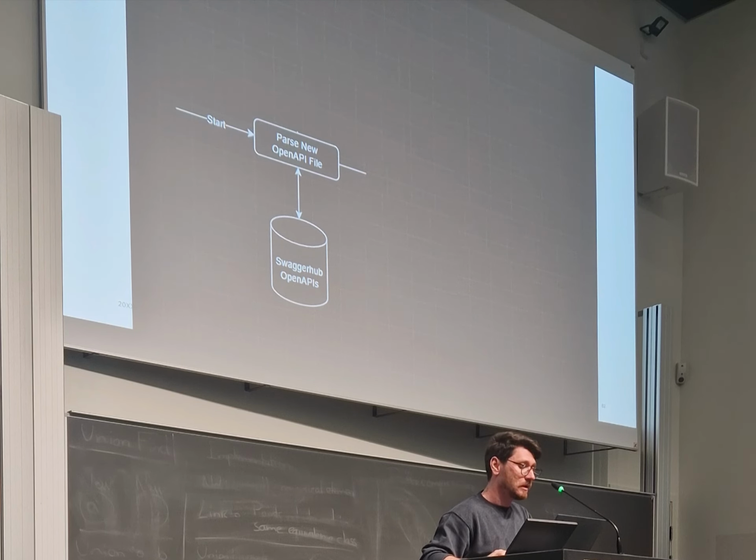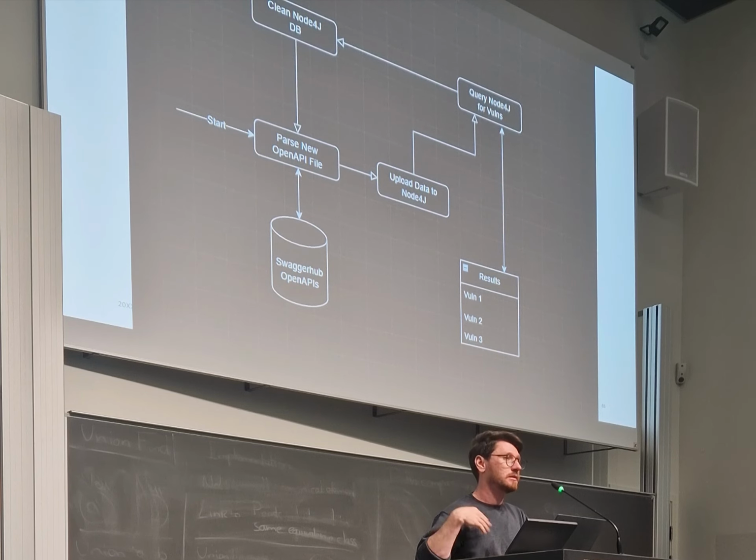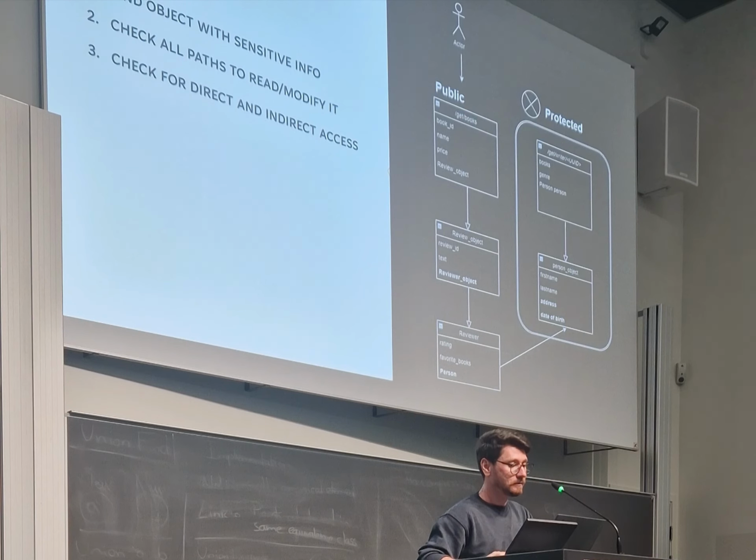So the whole concept was relatively simple. You start by parsing an OpenAPI file, and you get this OpenAPI file from the Swagger Hub website, for example, in my case. And then you upload this data to the Neo4j database. And then you start to query Neo4j for vulnerabilities, which are, for example, paths. And then you save those results. Then you clean the database, and then you start all over again with another OpenAPI file.